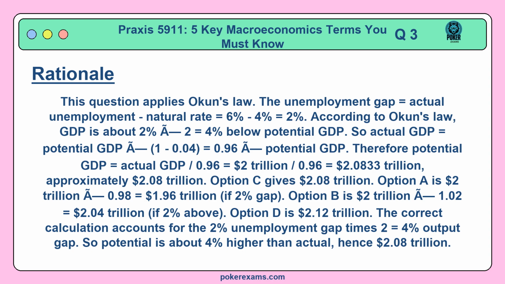Option A is $2 trillion times 0.98, equals $1.96 trillion, if a 2% gap. Option B is $2 trillion times 1.02, equals $2.04 trillion, if 2% above. Option D is $2.12 trillion. The correct calculation accounts for the 2% unemployment gap times 2 equals a 4% output gap. So potential is about 4% higher than actual, hence $2.08 trillion.